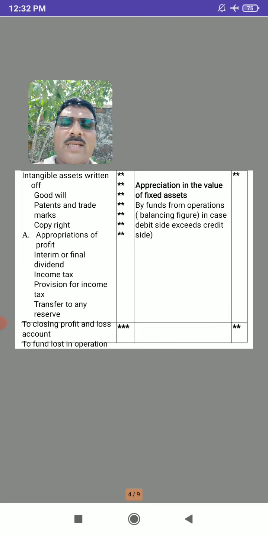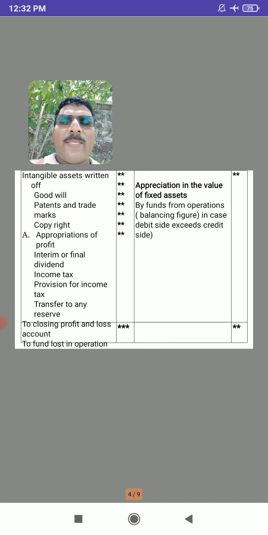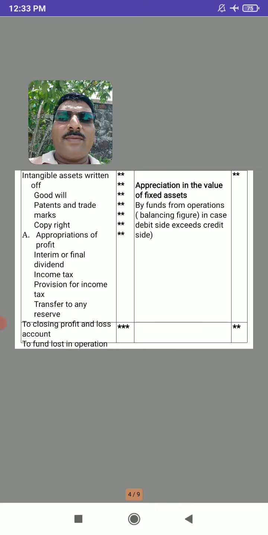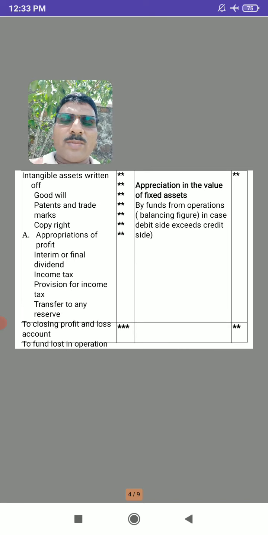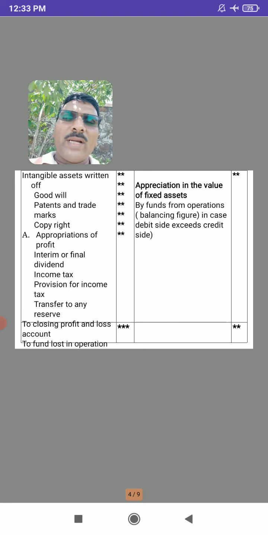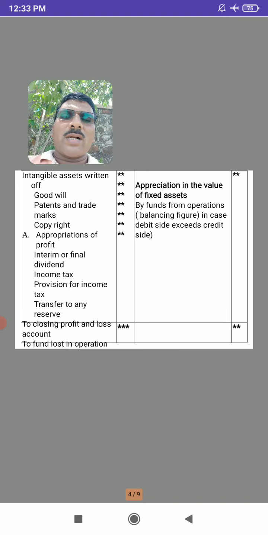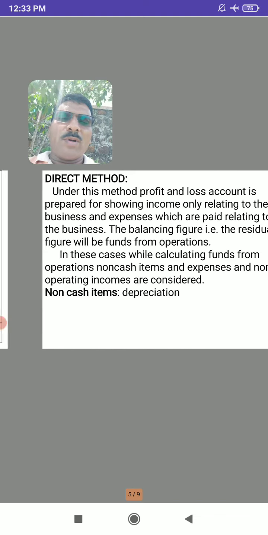After recording all the income side and expenditure side, when we balance it, we get a closing balance. Such a closing balance is known as either funds from operation or loss from operation. If the debit side is more than the credit side, we get funds from operation. If the credit side is more than the debit side, we get loss from operation. So like this, the adjusted profit and loss account is prepared to find out funds from operation.